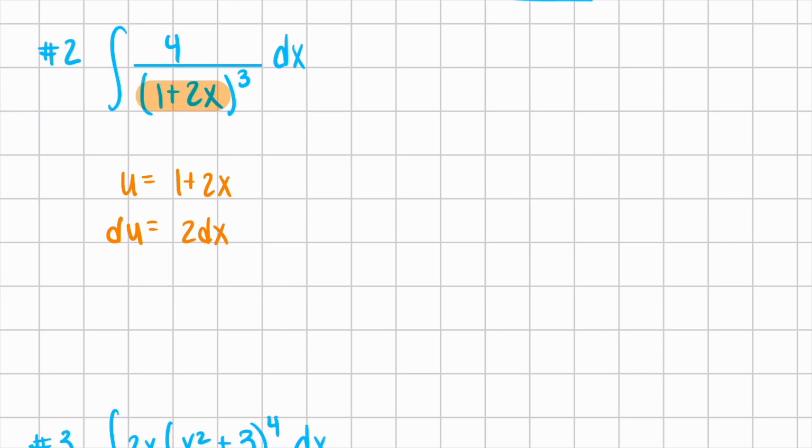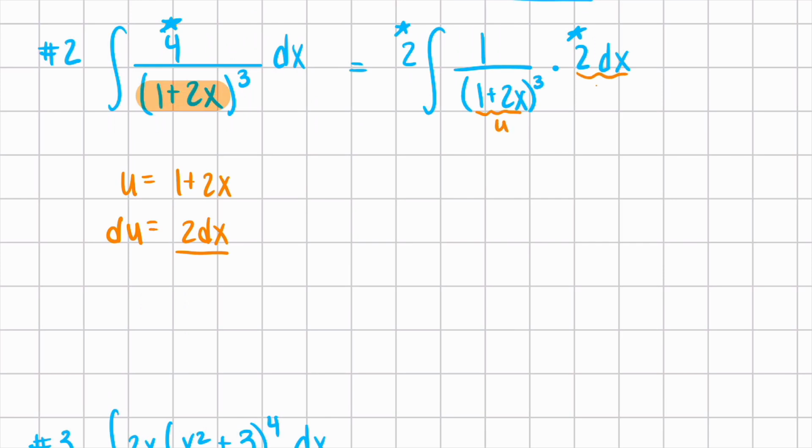So for this one, I have a 4 in my numerator, but I want 2 dx. So I'm going to split my 4. I'm going to make it 2 times 2. So I'm going to bring a 2 out front, and just to make it a little bit more clear, I'm going to move this 2 next to the dx. So notice if I did my 2 times 2, I would get my 4 that we started with. So I'm not introducing any new numbers in this problem. So we're going to replace 1 plus 2x with u. We're going to replace 2 dx with du.